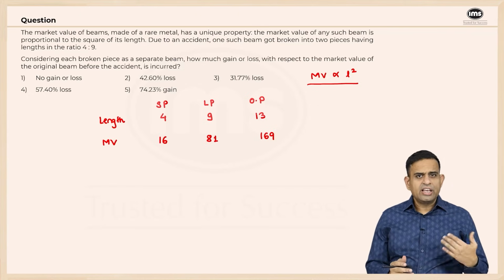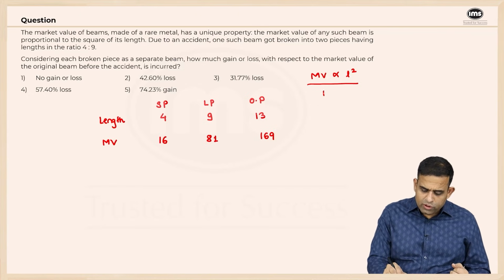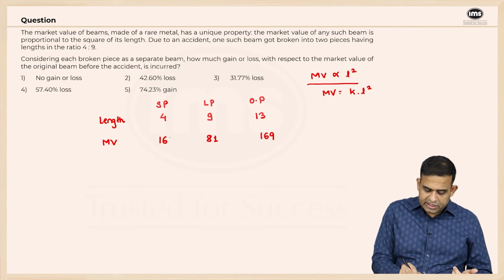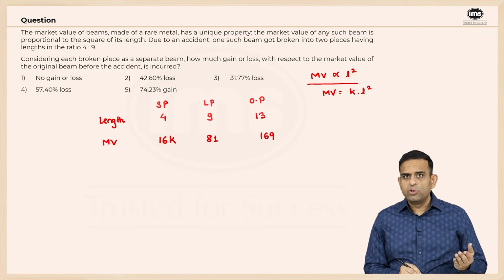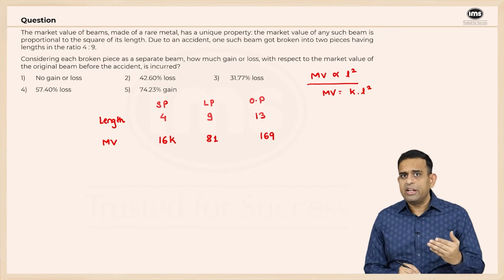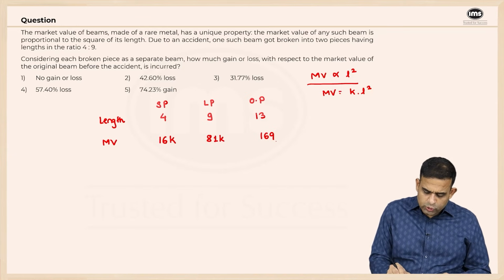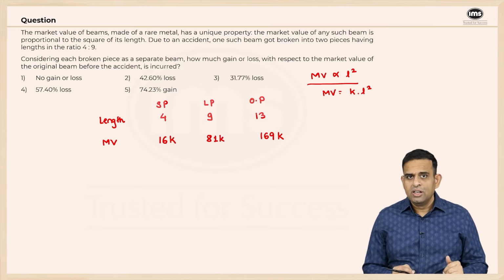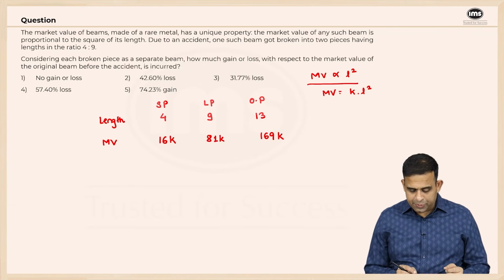Understand, we could have taken k as a variable because market value is equal to a constant times length square. If I want that, this is going to be k times 4 square, k times 9 square, k times 13 square, and this also we can take as the market value. This is for those of you who might have an objection to working without a variable over here.